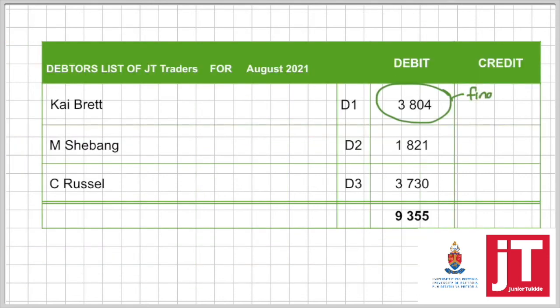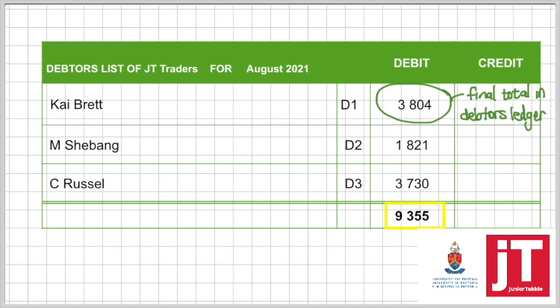And then lastly, you will see your debtors list is the final totals of each debtor at the end of the current month, and then you get a total of 9,355 Rand. And then your last question is, how can we make sure that our debtors list is correct? So what is our checking measure?